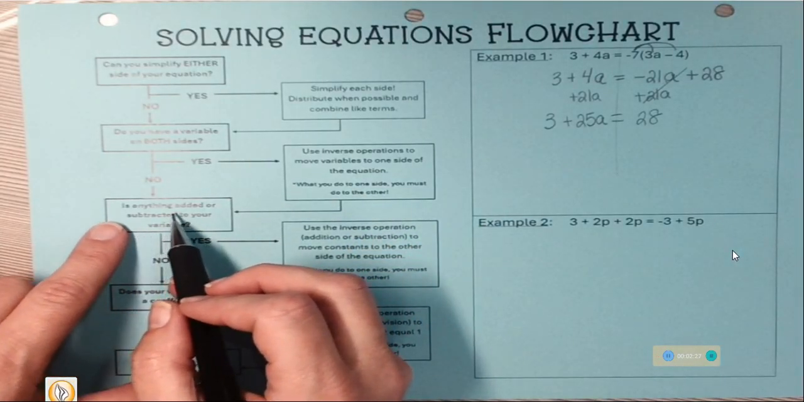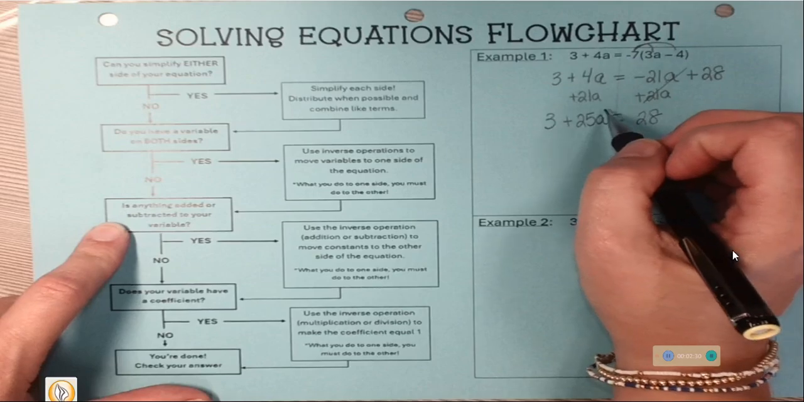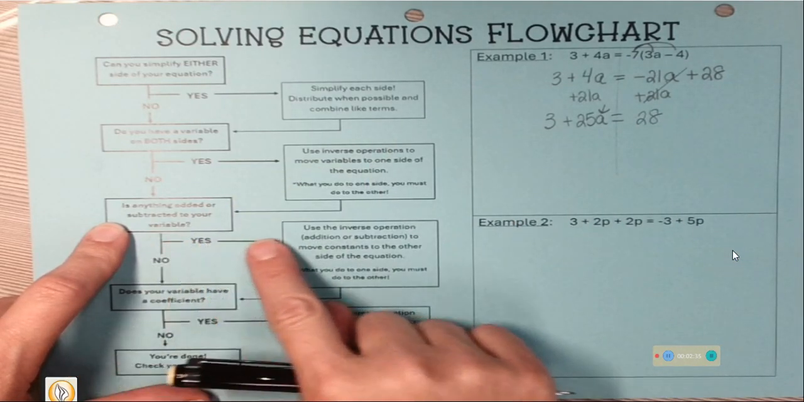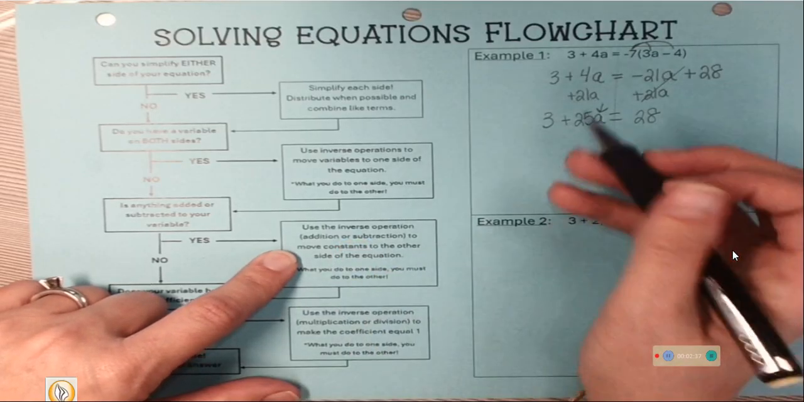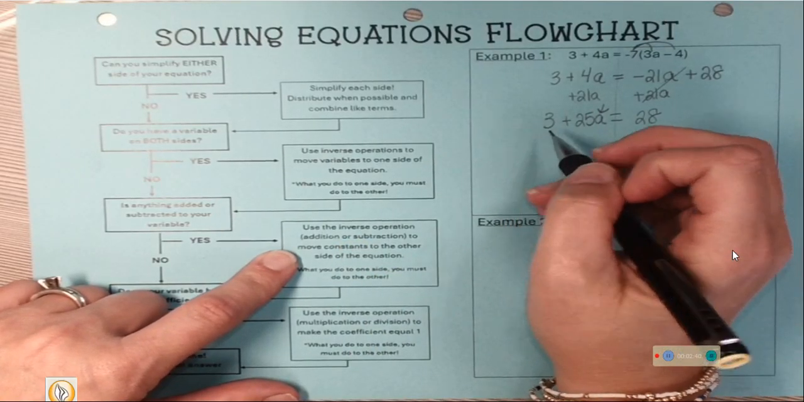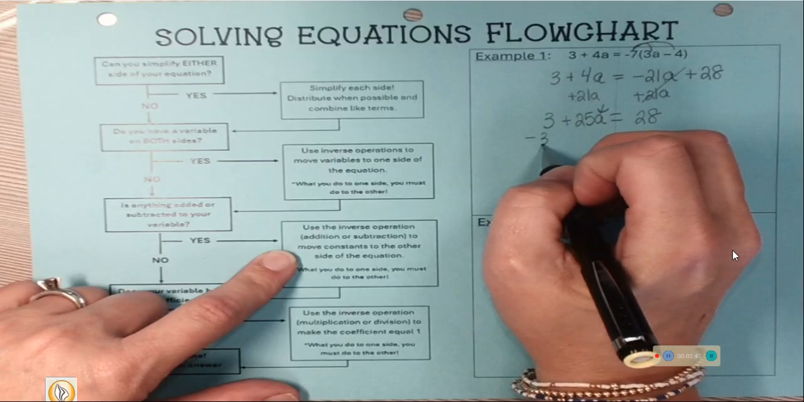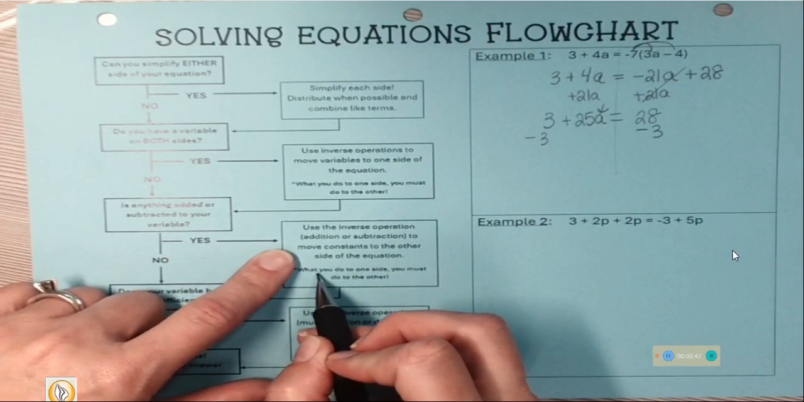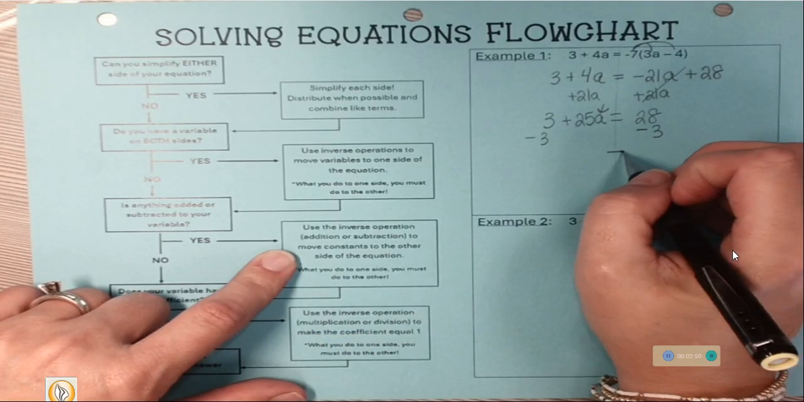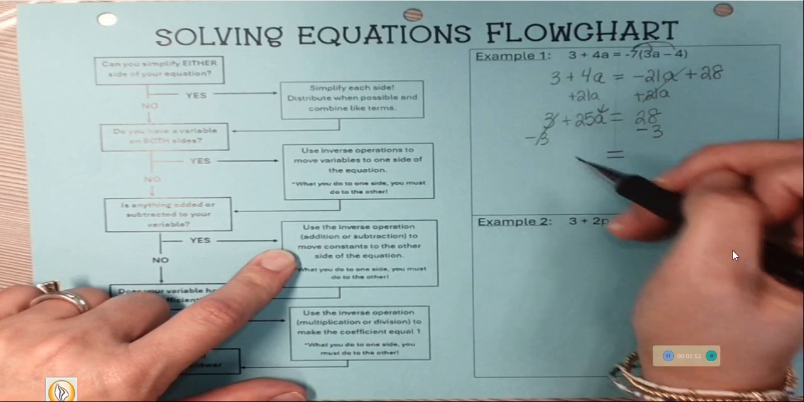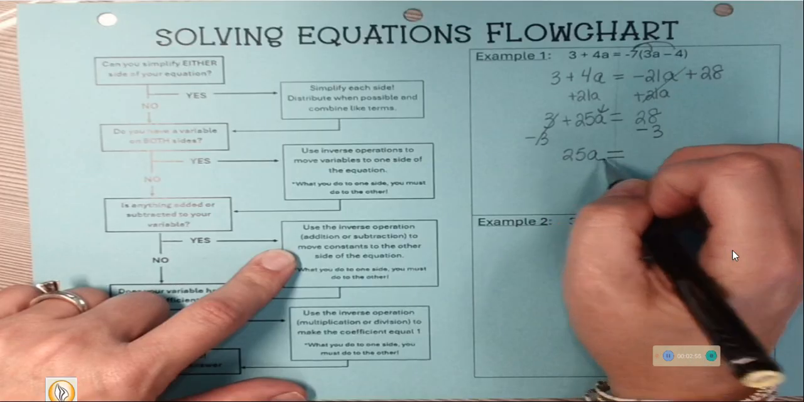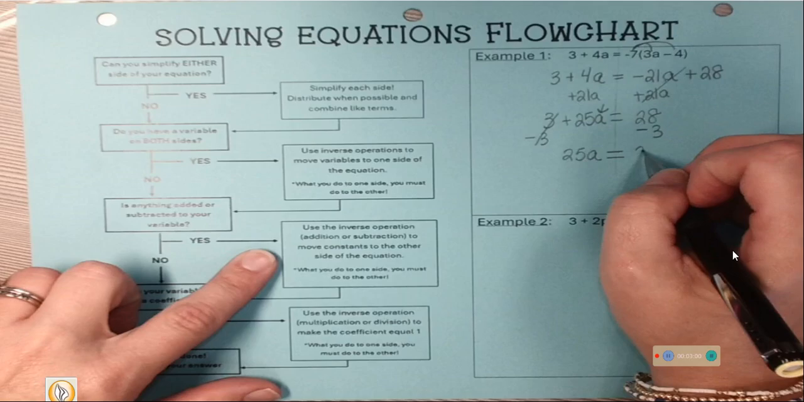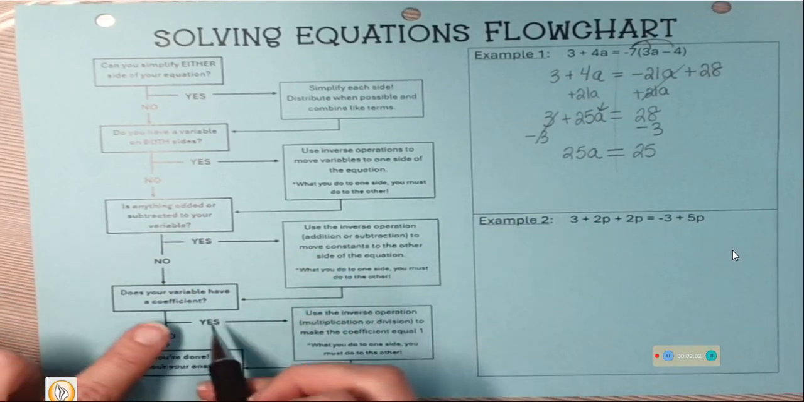Is there anything added or subtracted to your a, your variable? You're adding the 3. So, yes. So what I do now is I'm going to use the inverse operation of addition, and what is that? Subtraction, to move it to the other side. So notice what I said. What you do to one side, you do to the other. Now keep my equals in the middle. 3 minus 3 goes away and gives me 25a. What is 28 minus 3? 25. Okay. Took care of that.